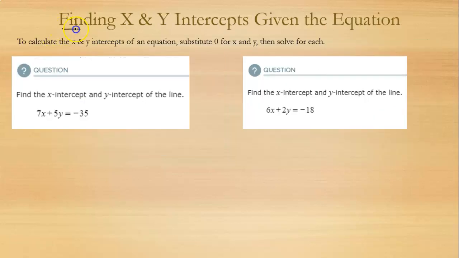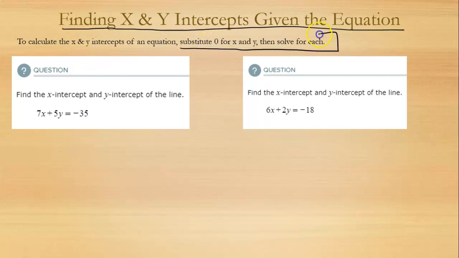All right, new topic. Finding x and y intercepts given the equation. You're going to want to write down a note for this one. To calculate the x and y intercepts of an equation, substitute 0 for x and y, then solve for each. We can do these the same every single time.